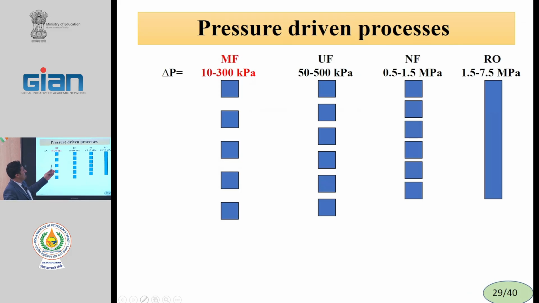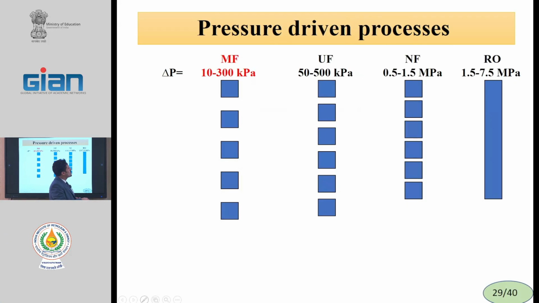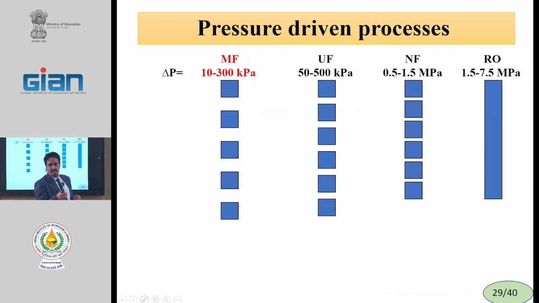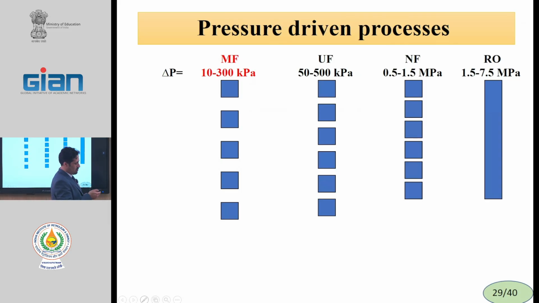We have MF, UF, NF, RO. We say these are filtration membranes. You see the pore size of MF is bigger than UF, and UF is bigger than NF. And in RO, we say we have no pores, or if we have, they are very, very small, on the angstrom scale, and we cannot see them. Okay? Therefore, RO has no pores or very, very small pores.